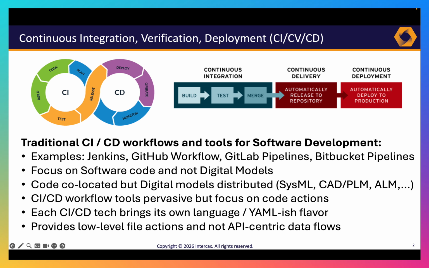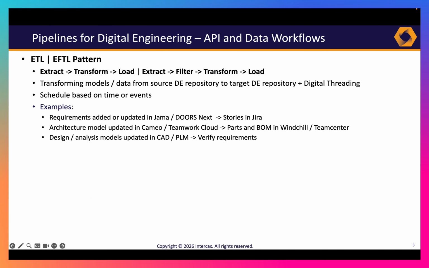These traditional CI/CD workflow tools are pervasive, but largely focus on code actions like compiling your code, building your code, creating branches, and shipping your code. Each CI/CD technology brings its own language, kind of like a YAML-ish flavor, and it provides low-level file actions as opposed to API-centric data flows. Integrated digital engineering requires pipelines that enable API and data workflows, and here are some common patterns.